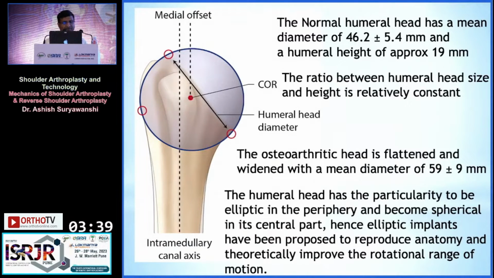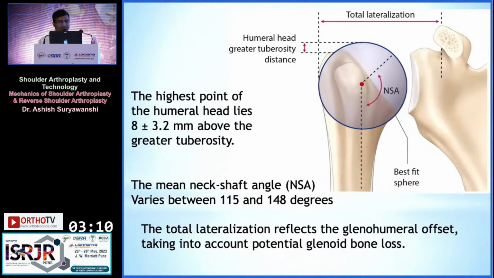These are some technical terms: what is medial offset, what is center of rotation. If you see, the normal humeral head has a mean diameter of 46.2 plus or minus 5.4 and a humeral height of approximately 19 mm. The osteoarthritic head is more flattened, and it has been shown that if it is elliptical in shape, even the theoretical data proves that an elliptical head will perform better in total shoulder arthroplasty. What we have seen is that the highest point of the humeral head lies 8 plus or minus 3.2 above the greater tuberosity, and the neck-shaft angle is around 115 to 148.